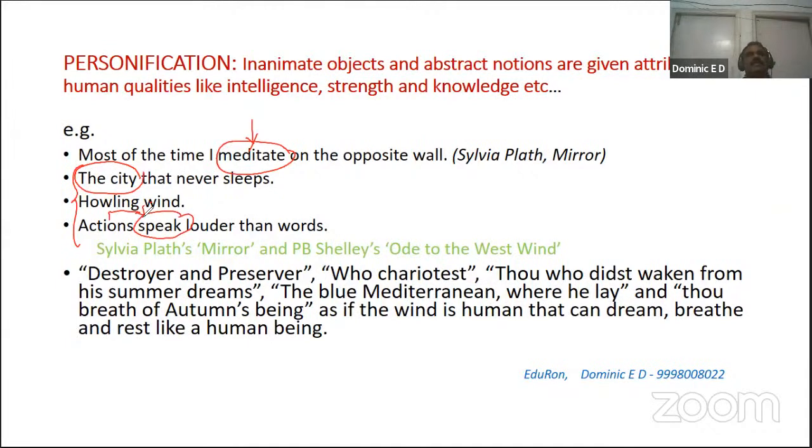Or rather, we can see Sylvia Plath's Mirror, P.B. Shelley's Ode to the West Wind. All these are poems where a lot of personifications are used. You can read them and find out. For example, in the Ode to the West Wind, you get destroyer or preserver, the wind. Chariotist, as though coming on a chariot. A number of examples can be found in these poems as well.